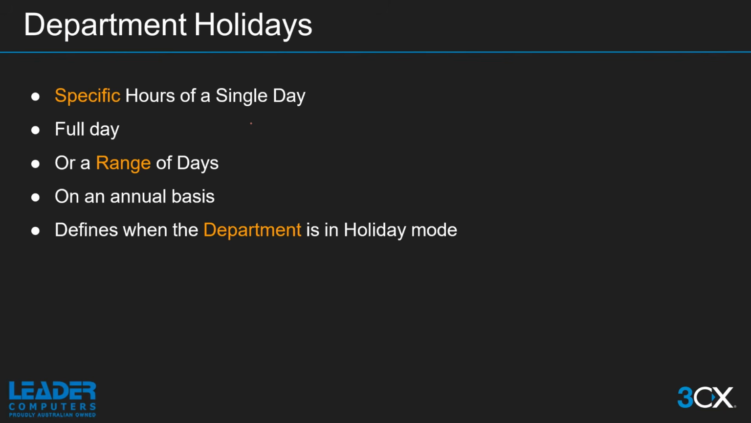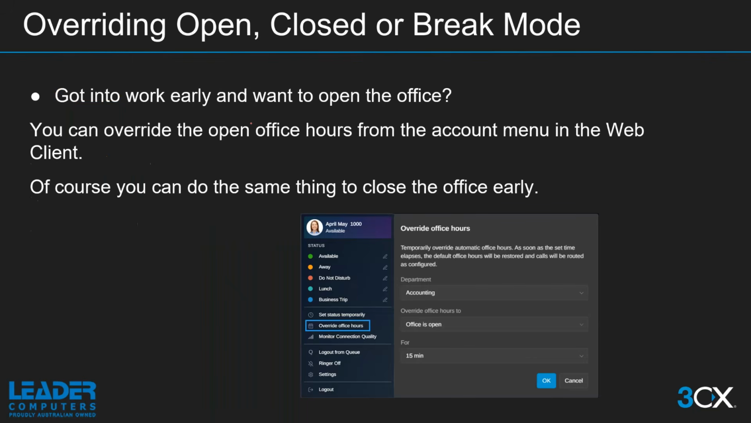And department holidays can be set per department, and you can set it for a single day or a range of days, and for particular hours of the day or a full day. And you can also set it on an annual basis. For example, every year from 24th of December to 2nd of January, it needs to be a holiday, and you don't need to go and set that up every year because you can do that globally. And it defines when the department is in holiday mode, overriding open, closed, or break mode.